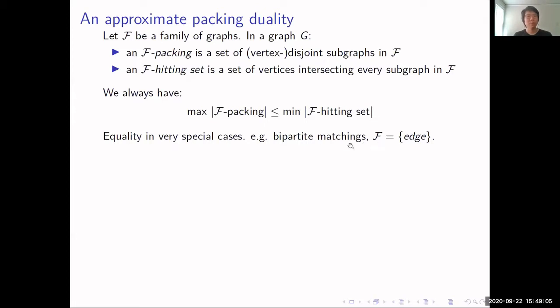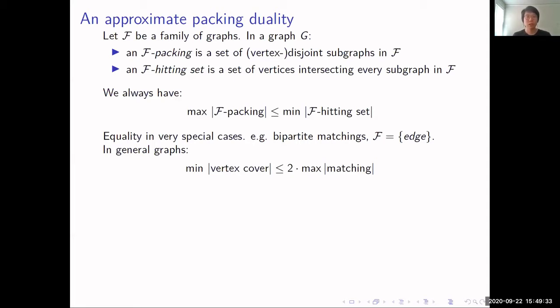And even for matchings, in general graphs, we don't have the equality, but we have an approximate equality, in that the minimum size of a hitting set is always bounded by 2 times the maximum size of a packing. We call this an approximate packing covering duality. And this is really the type of problem that we'll be focusing on in this talk.